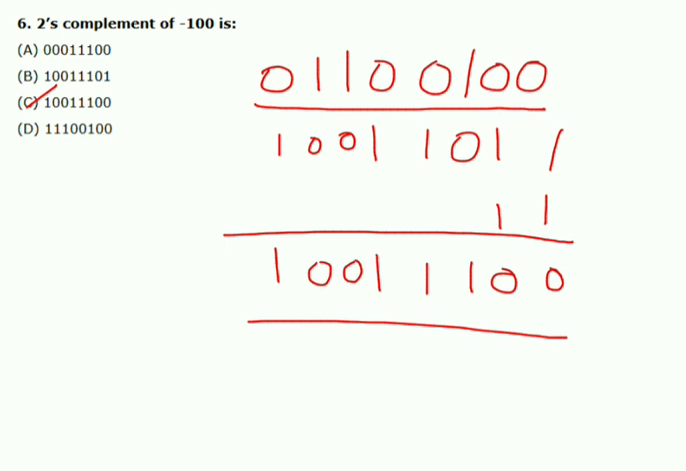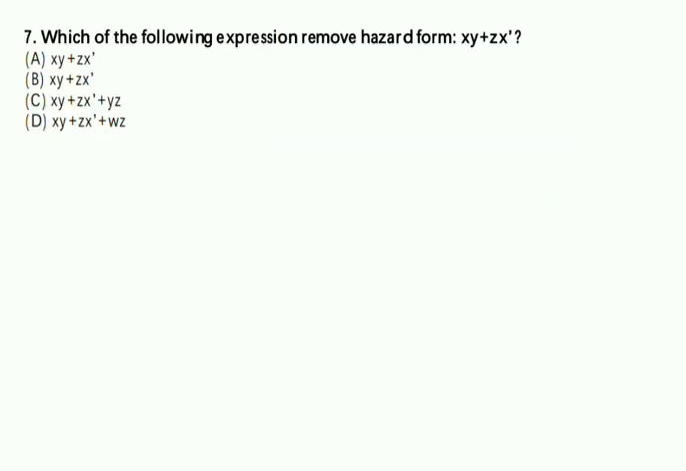Okay, next one. Which of the following expressions removes the hazard from xy + zx'? Given the options here, we can solve the problem either by drawing a K-map or by recognizing that this is just the consensus theorem, and we can add some expression here. So in the given expression, xy + zx', xy plus zx'.